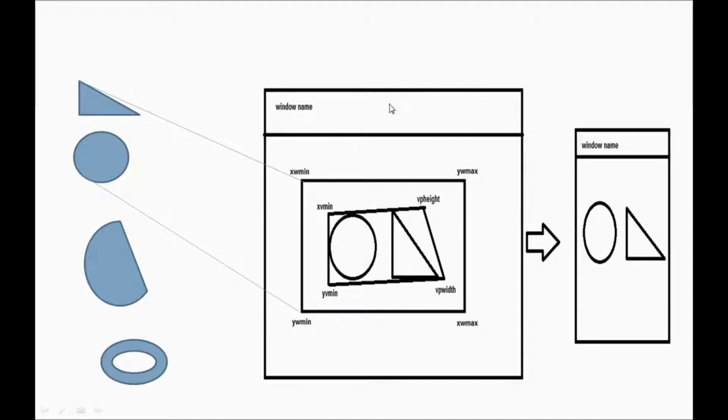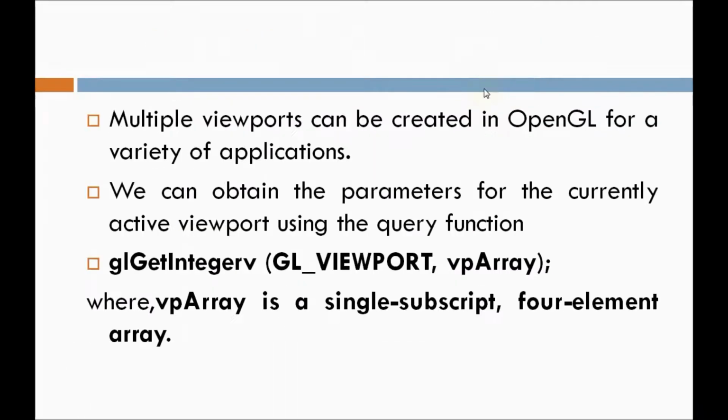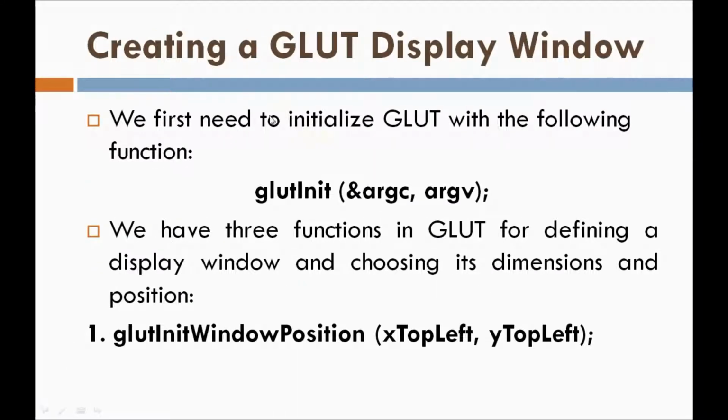So how to create this display window? You know how to create a clipping window using glOrtho, and how to create a viewport using glViewport, but how to create this display window? To create a display window, first you have to initialize GLUT, using the command glutInit, with &argc and argv. This command is used to initialize your GLUT. This is the first thing you have to do.